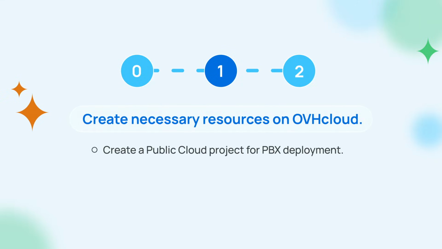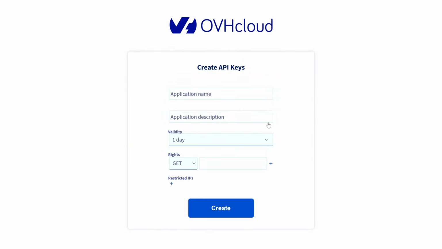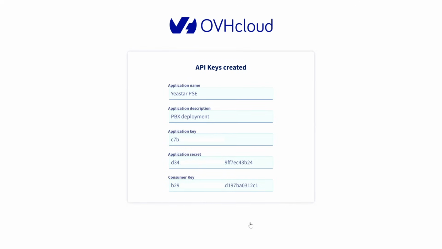And next, generate an API key to allow your Yeastar Partner Portal to interact with your OVHcloud account. Go to the API section in OVHcloud, create a new key, and set permissions to read and write for your project. Save this key securely, as we will use it later.